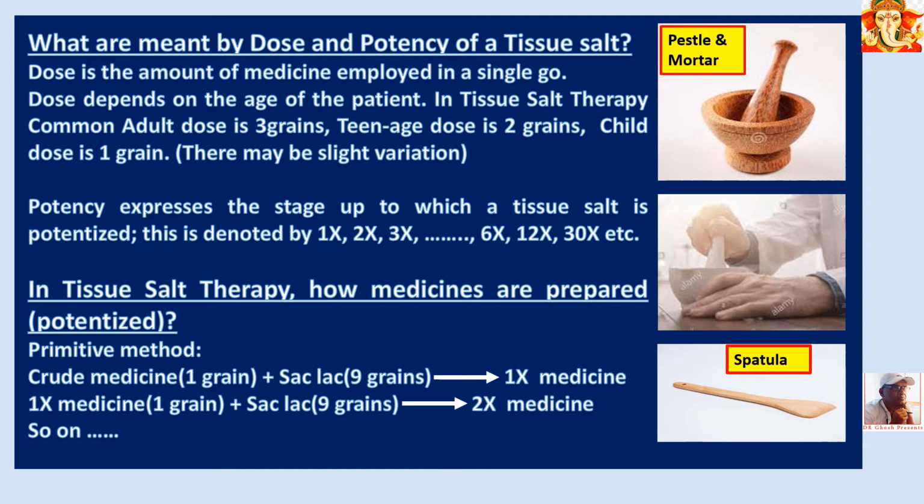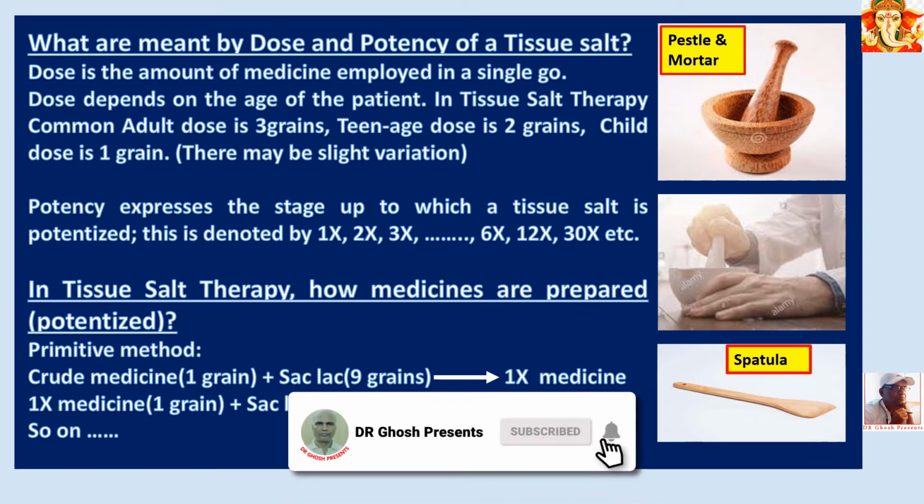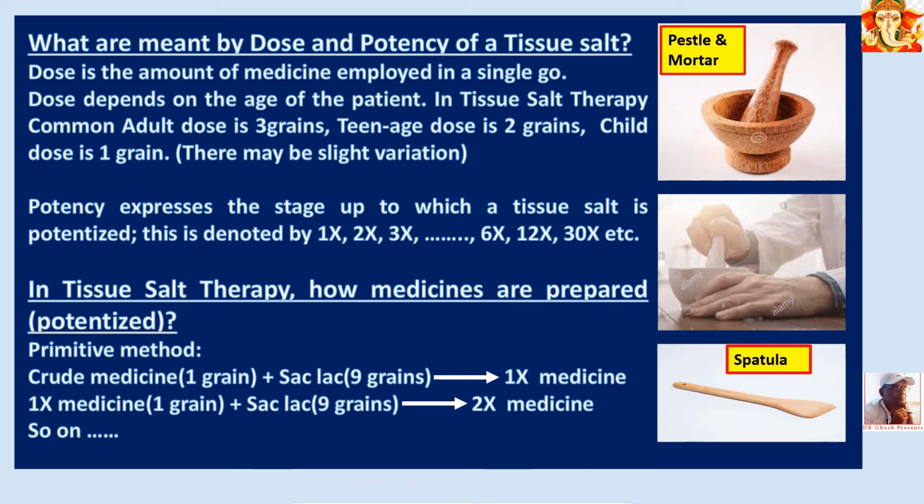You take 1 grain of crude medicine. Suppose you are going to prepare Calcarea phosphorica. You take 1 grain of crude Calcarea phosphoricum and mix it with 9 grains of saclac, that is, milk of sugar, in the mortar. Then with the help of the pestle, you grind. Again with the help of the spatula, you collect the fine particles attached to the wall of the mortar. Then you again grind.